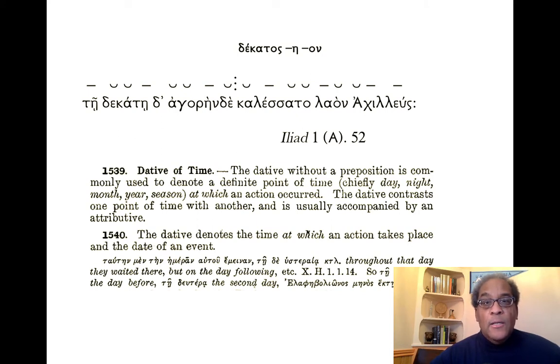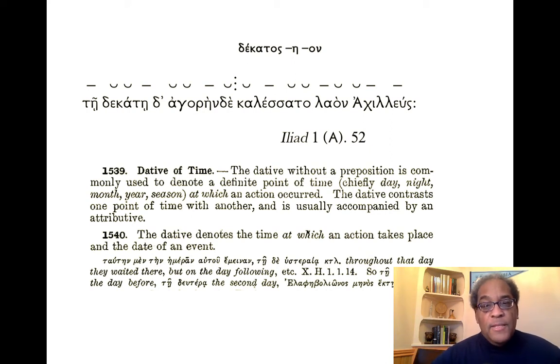Δέκατος, η, ον, is 10th. So here we have τῇ δεκάτῃ ἀγορήνδε καλέσσατο λαὸν Ἀχιλλεύς. So here we have Achilles, Ἀχιλλεύς, nominative, λαόν, accusative, καλέσσατο. So Achilles is calling. He called the army, ἀγορήνδε, to assembly, τῇ δεκάτῃ, on the 10th day. And this line is coming up very soon in verse 54 of Book 1. So here, τῇ δεκάτῃ, the dative singular, we have a dative of time.